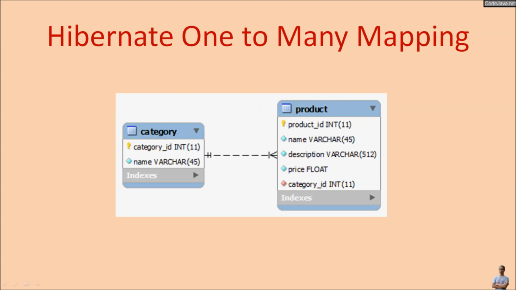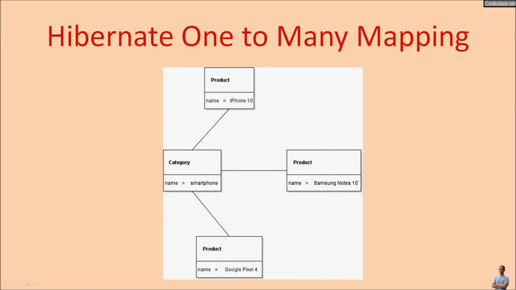And on the Java side, you want to have a category object that refers to one or more product objects, 1, 2, 3. So in this tutorial, I will guide you how to develop a Java Hibernate project to implement one-to-many mapping using JPA Annotations.